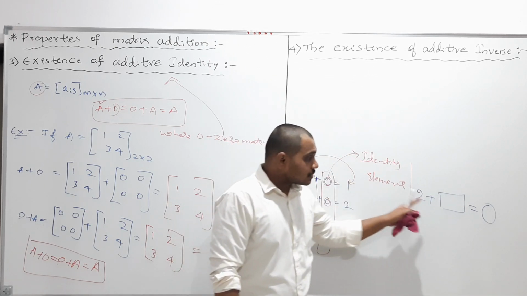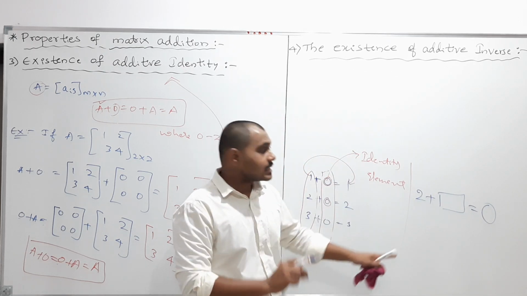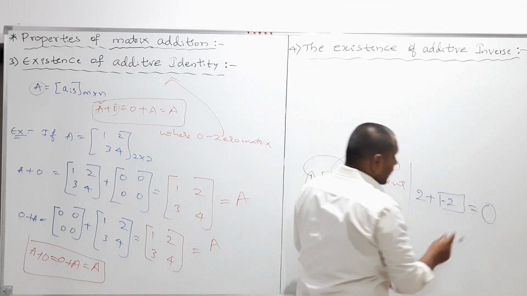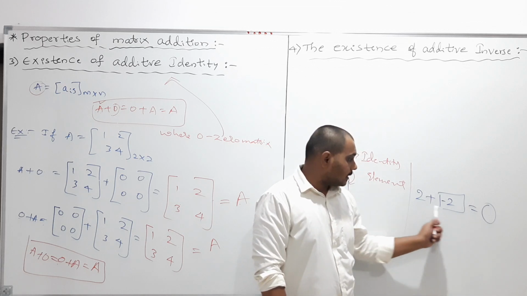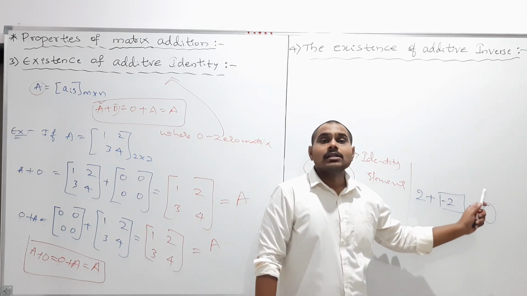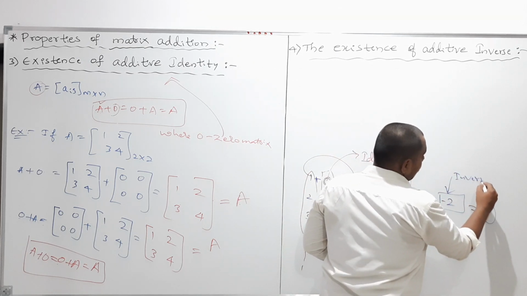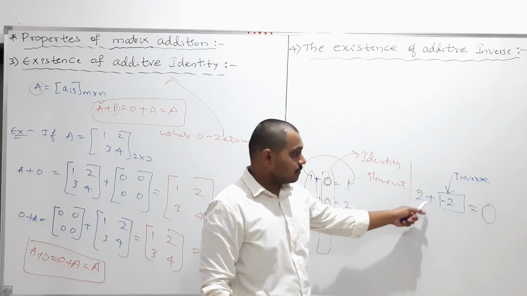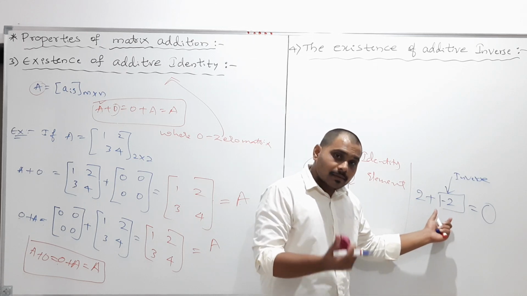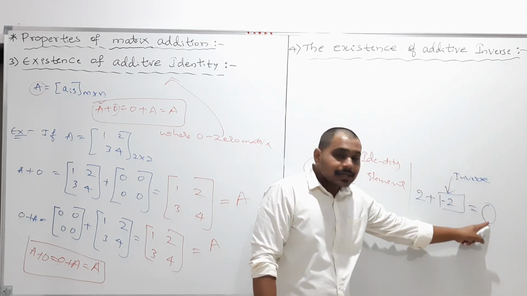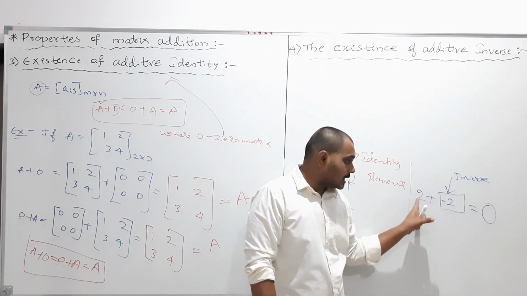So when I should get this identity element, to this number, if I add minus 2, my dear students, then I will get 0. Yes? Can we get 2 plus minus 2, 2 minus 2 is equal to 0. So therefore, this minus 2 you can call as the inverse of 2. So inverse of 2 means what, my dear students? To any number, after adding one number so that you get the identity element, such a number you can call the inverse of the given number. So minus 2 is the inverse of 2.